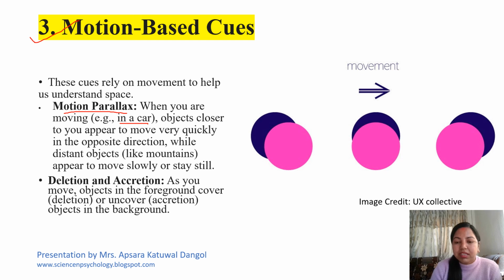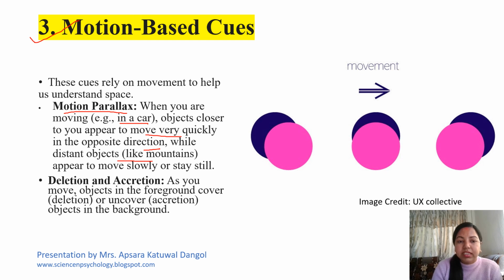Example: in a car. Imagine you are sitting in a car and it is moving. Objects closer to you appear to move very quickly in the opposite direction, while distant objects like mountains appear to move slowly or stay still. So what is happening here? When we are sitting in a car and driving, we see the objects which are closer to us moving very quickly in the opposite direction, while distant objects which are far from us, like mountains, appear to move slowly or stay still.